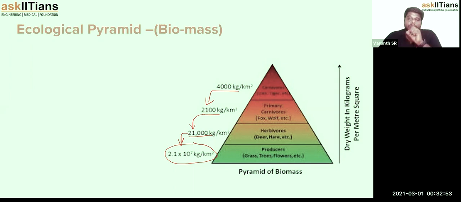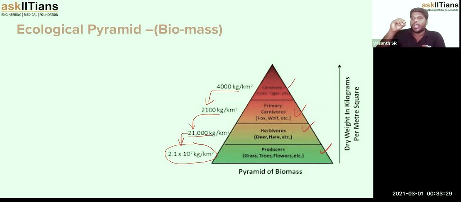So the pyramid of biomass represents the dry weight in kilogram per meter square, and it is an upright one. It keeps on decreasing when we go up the ladder in the trophic levels. Each level is called a trophic level: trophic level of producers, trophic level of herbivores or primary consumers, trophic level of secondary consumers, and trophic level of tertiary consumers. These are the different trophic levels.